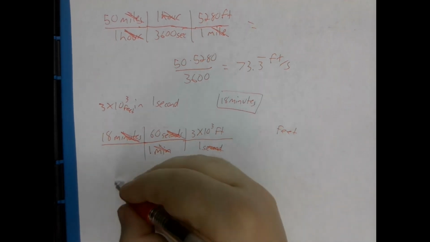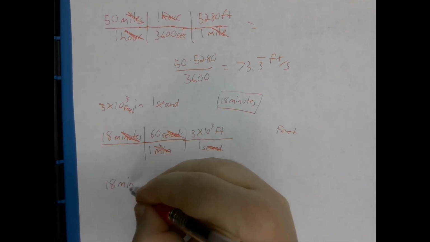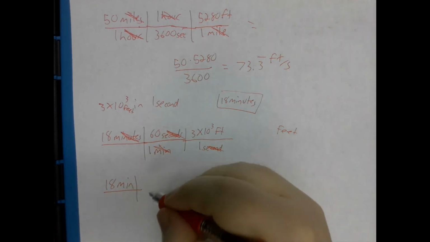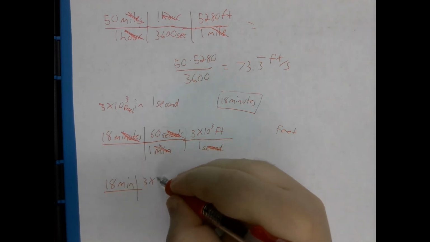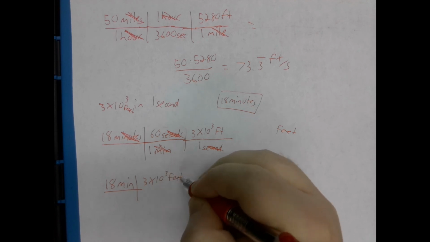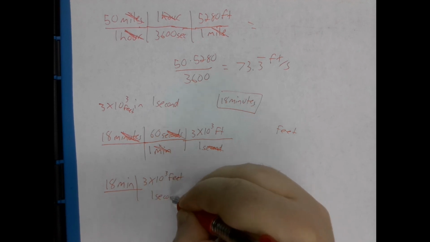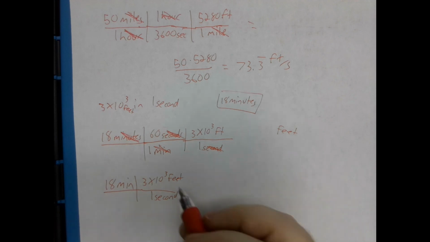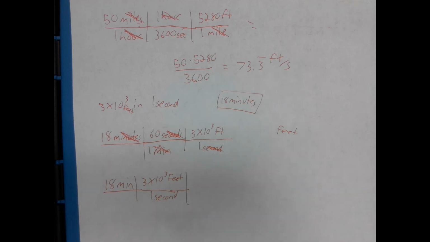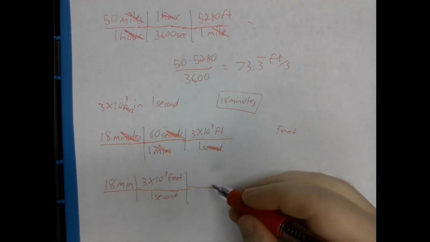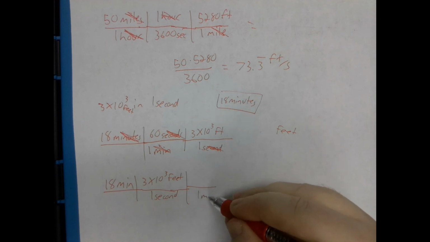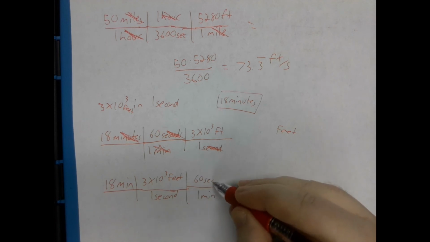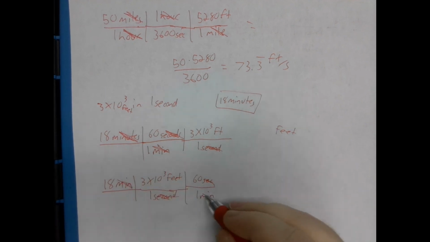Another way you could have done this is start with what you're given. You're given 18 minutes. Add in your conversion factor, but I wouldn't do it this way. And now I'm in minutes, feet, and seconds, which is an improper unit. I need to somehow get rid of minutes and seconds. So to cancel out both minutes and seconds simultaneously, I would do the conversion factor of 1 minute to 60 seconds. Seconds cancel out, minutes cancel out.